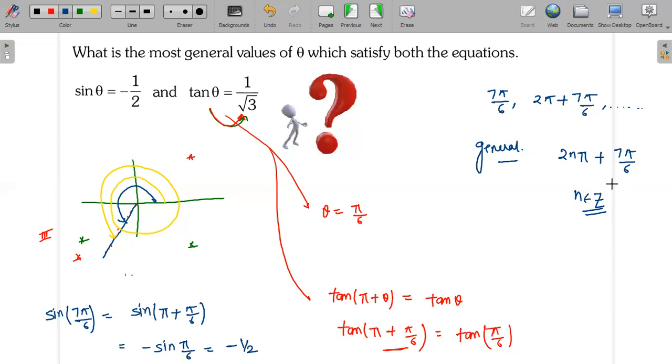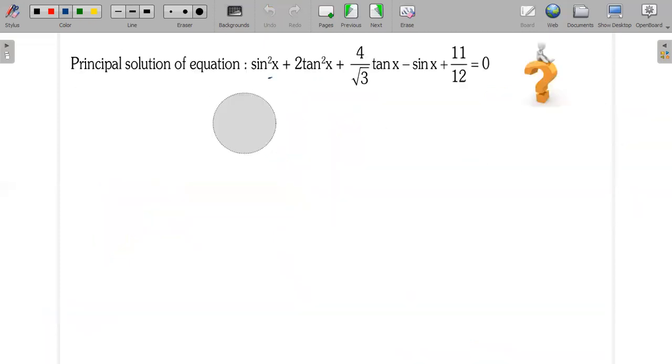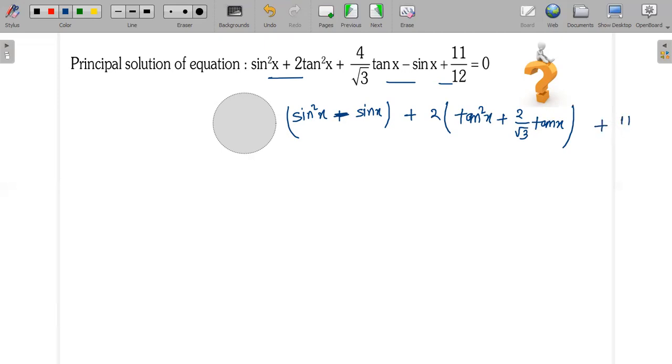Let me take one more to explain how we can get the common values of x if more than one trigonometric function is participating there. Here we have two, this time sine and tangent. So first of all, assemble the terms of sine x separately and do the same thing with tan x. So we have sine square x minus sine x, and then we have 2 times tan square x plus 2 over root 3 tan x, correct? And we have a constant term, it is positive 11 by 12.